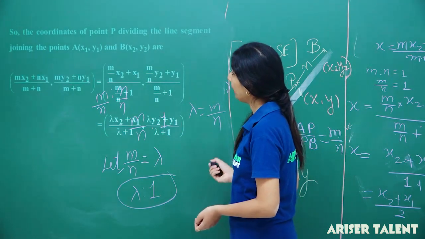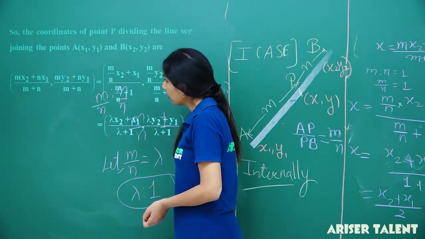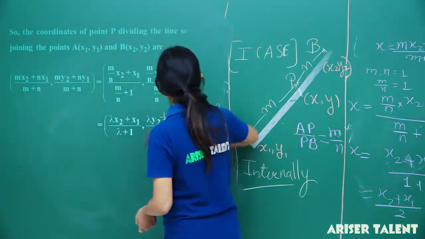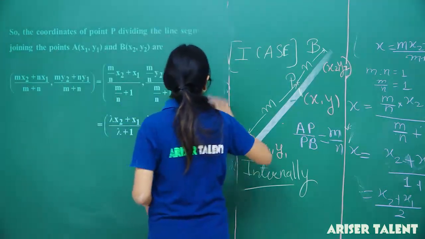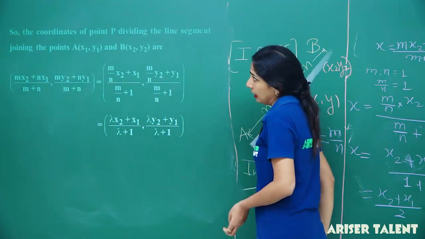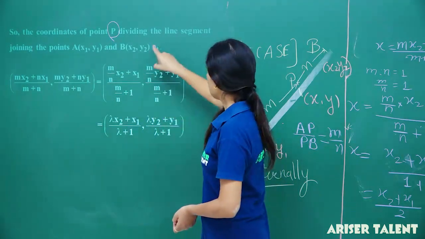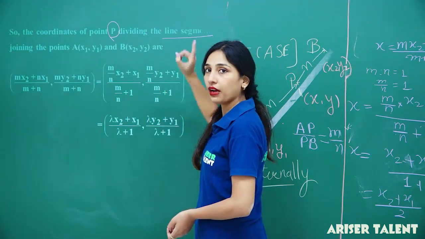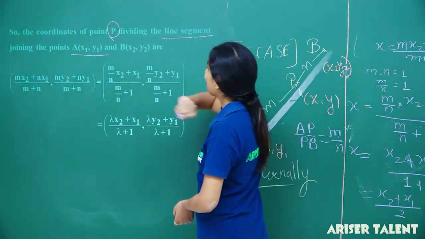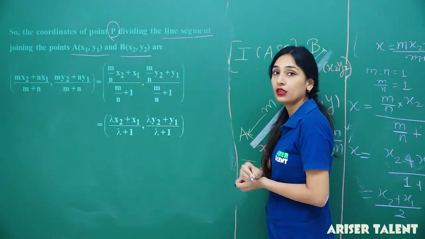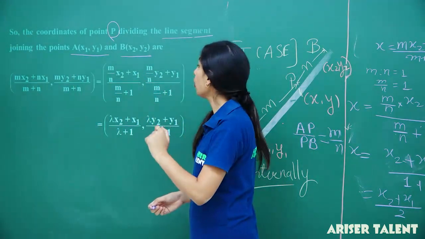So what is next? Now the coordinates of P. This is enough for this session, guys. In our next session, we are considering the coordinates of point P dividing the line segment joining the points A (x1, y1) and B (x2, y2). We have talked about this m and n form. Now we'll talk about the lambda form.